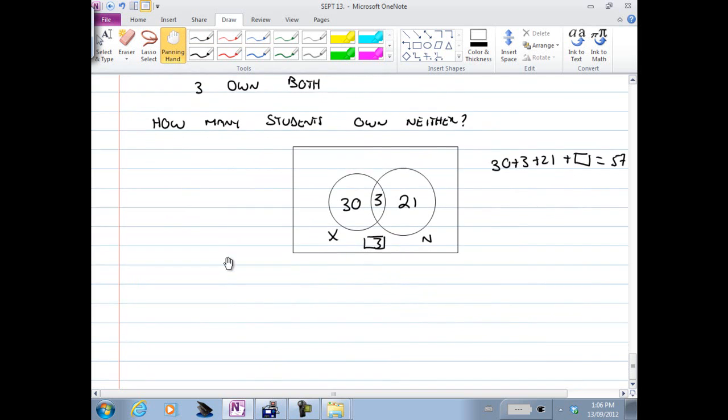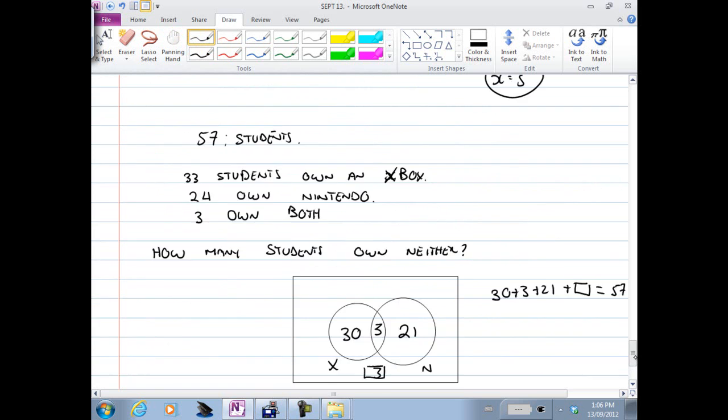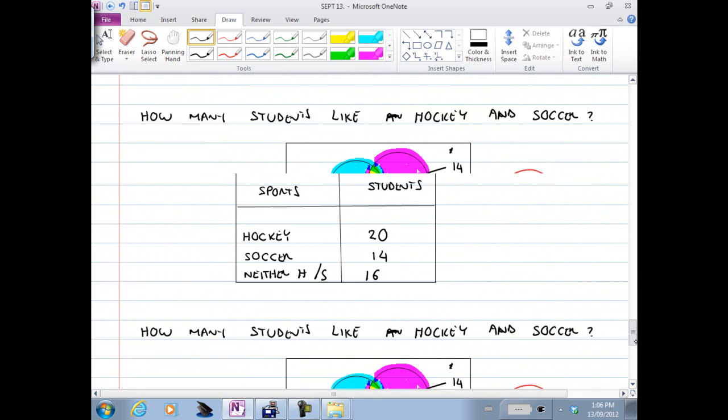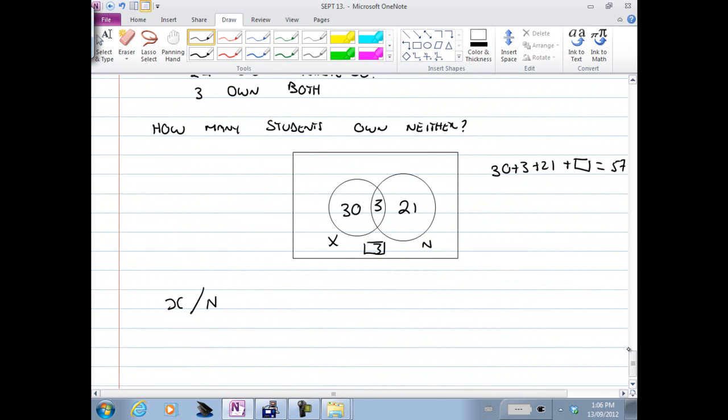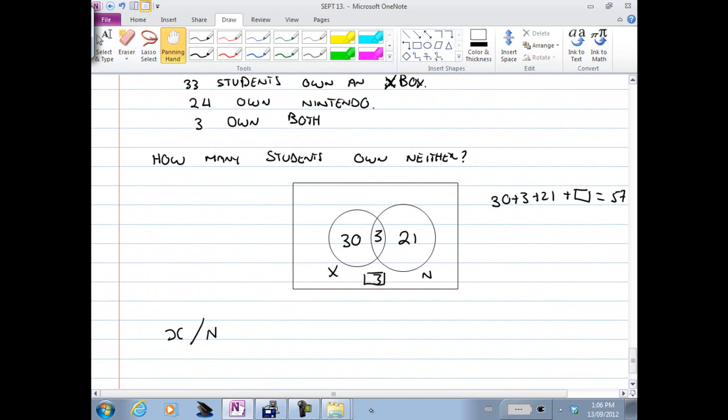I'm going to ask you the next one. What if I ask you this? How do you come up with 3? If I add everything together, all the numbers here, it has to equal my total number of students, which is 57. Because if I add everything together, I get 54.